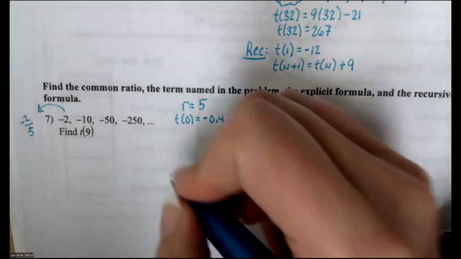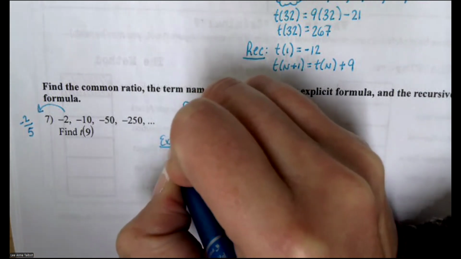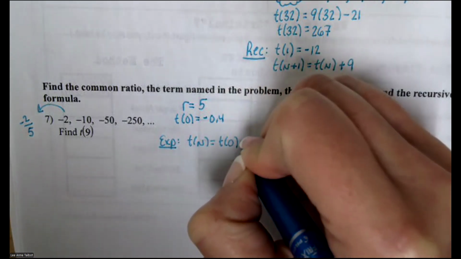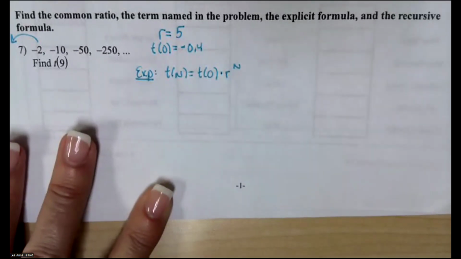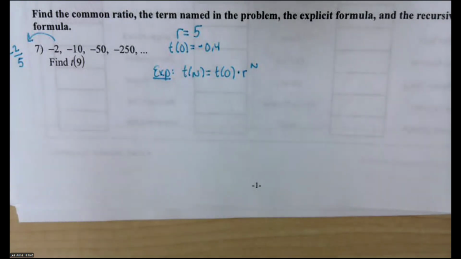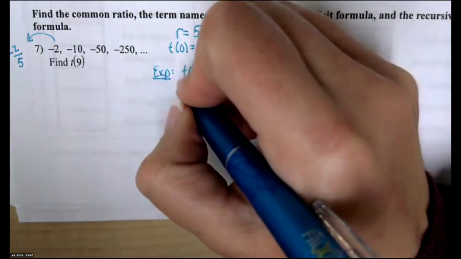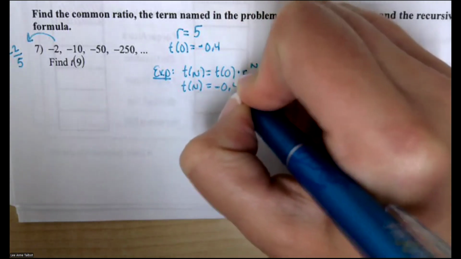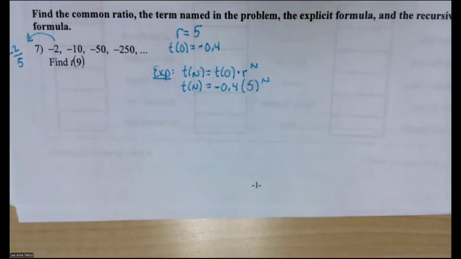Okay, now for geometrics, the explicit is a little bit different. It's T of n equals T0 times R to the n. Negative 0.4 times 5 to the n.